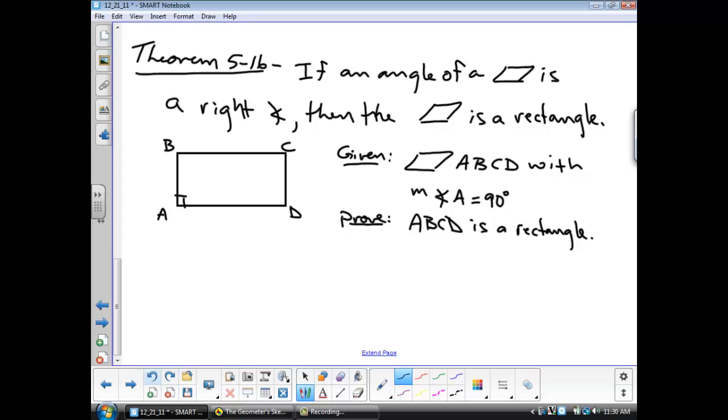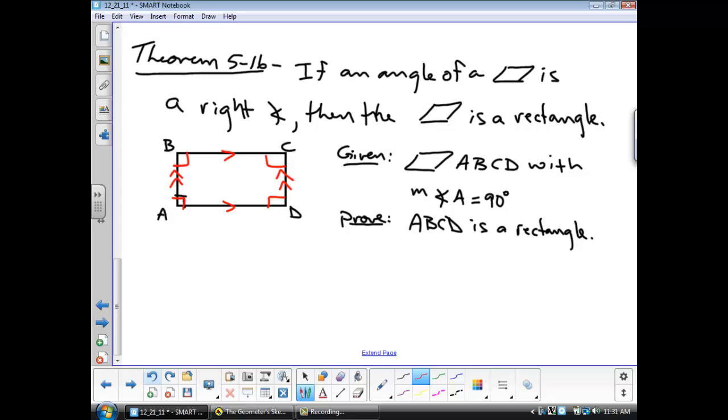What I know, since this is a parallelogram, is that opposite sides are parallel. And I think that's enough. Same side interior angles have to add to 180, so they're supplementary. So that would mean if this angle right here is a 90-degree angle, then this would also have to be 90. And opposite angles are congruent, so C has to be 90 and D has to be 90. So then this would be a rectangle.